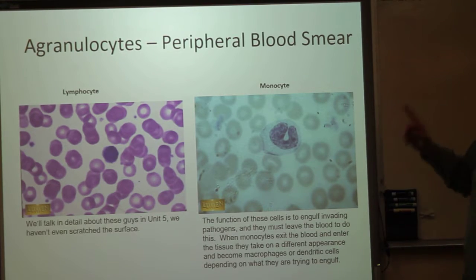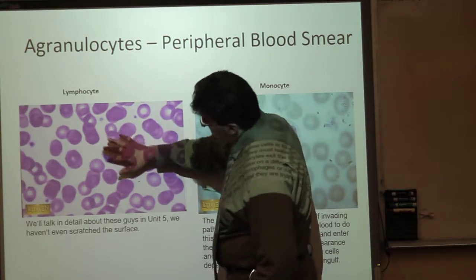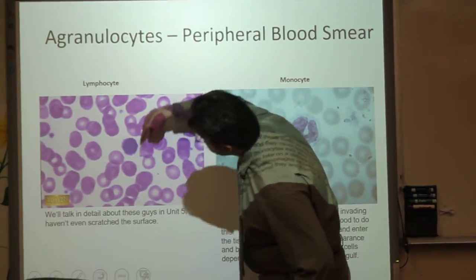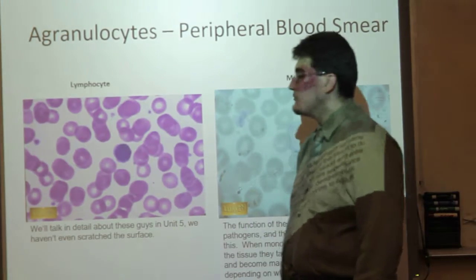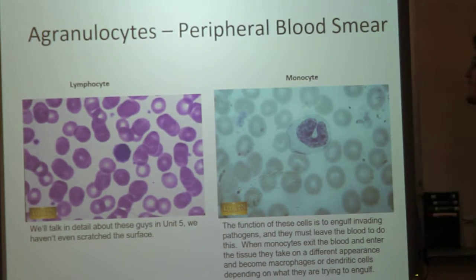Now let's talk about the agranulocytes. That right there is a lymphocyte. It is mostly nucleus. There is that tiny little bit of cytoplasm right there. More on that in Unit 5.